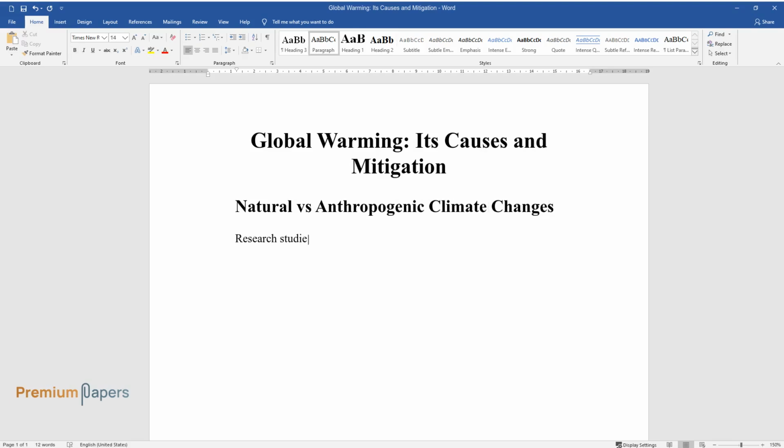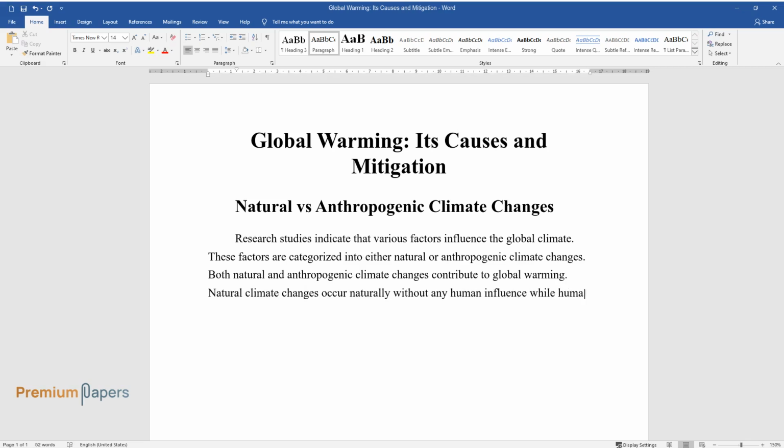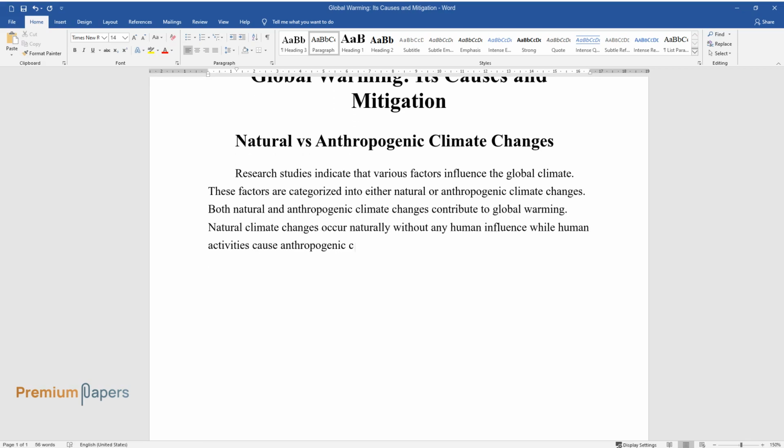Research studies indicate that various factors influence the global climate. These factors are categorized into either natural or anthropogenic climate changes. Both natural and anthropogenic climate changes contribute to global warming. Natural climate changes occur naturally without any human influence, while human activities cause anthropogenic climate changes.